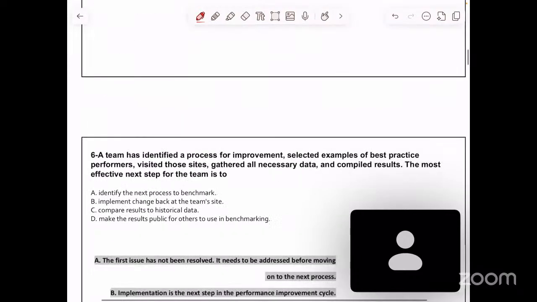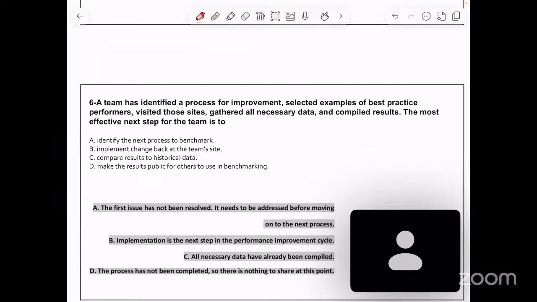Okay, number 6, a team has identified a process for improvement, selected examples of best practice performers, visited those sites, gathered all necessary data, and compiled results. The most effective next step for the team is to A, identify the next process to benchmark. B, implement change back at the team site. C, compare results to historical data. D, make the results public for others to use in benchmarking. What's your answer, Radha?